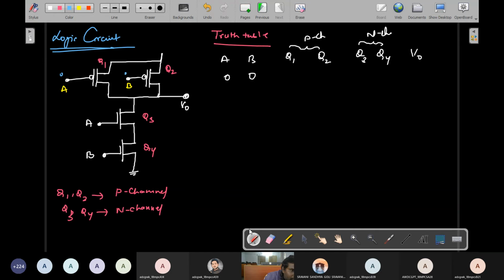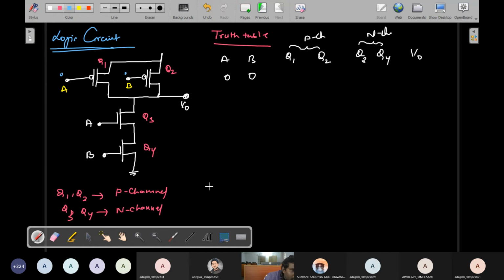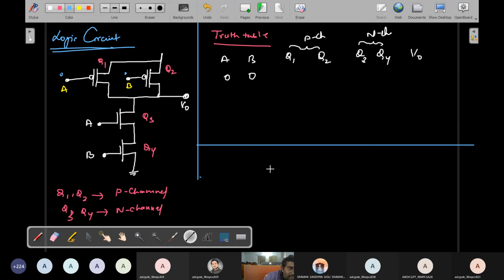So I'll write here case 1. First of all I bypass this portion. This is enough for the diagram. Okay, so case 1, I'll explain case 1. If A is equal to 0, B is equal to 0, see what will happen.